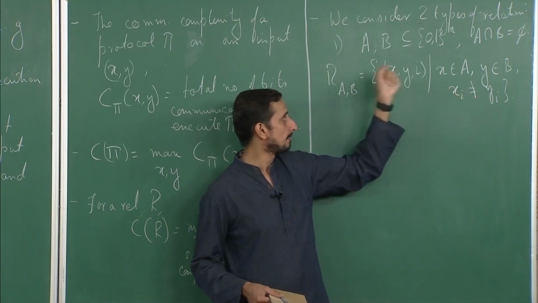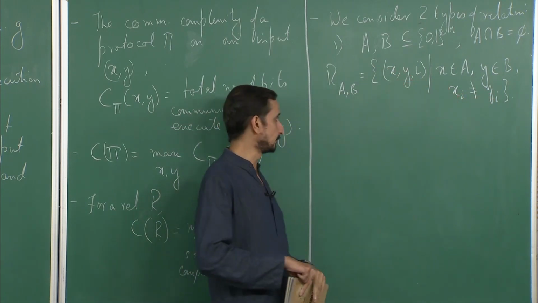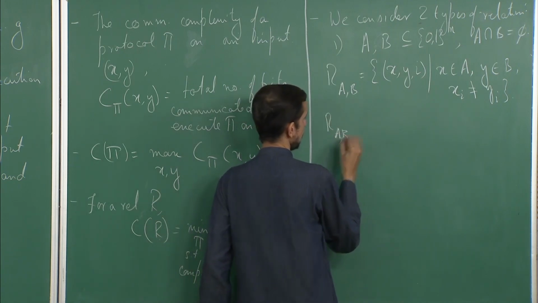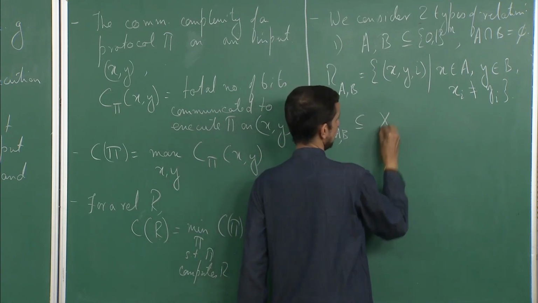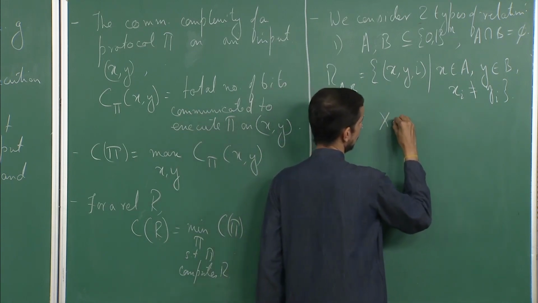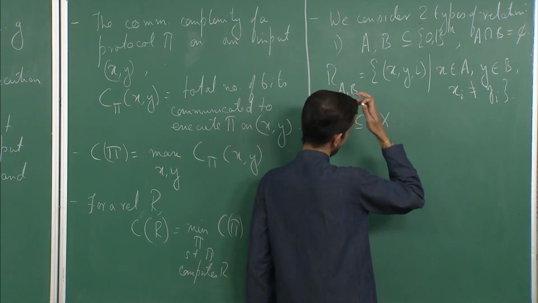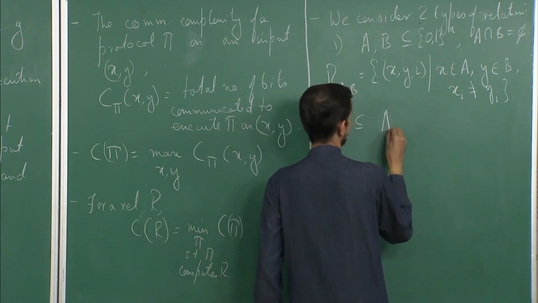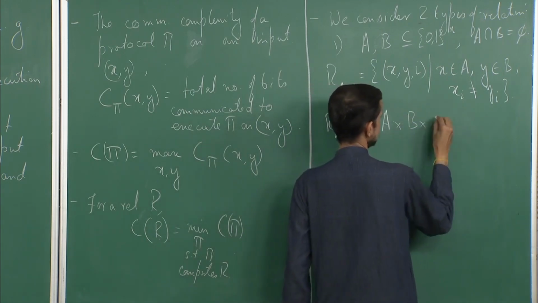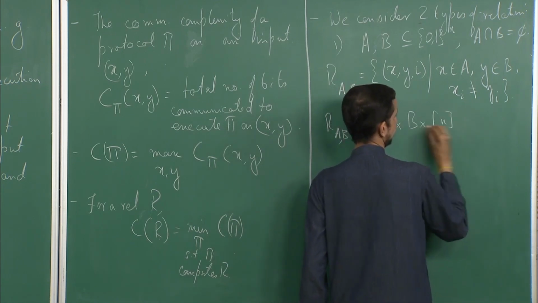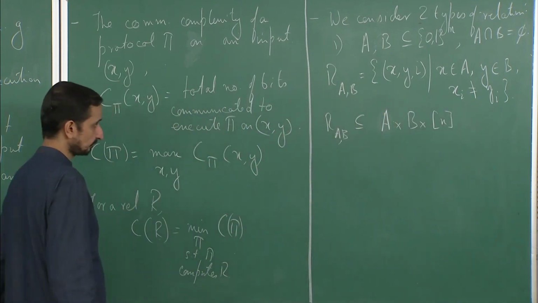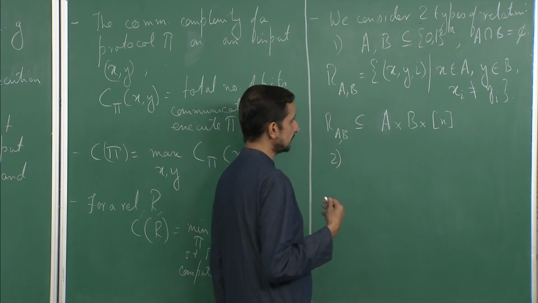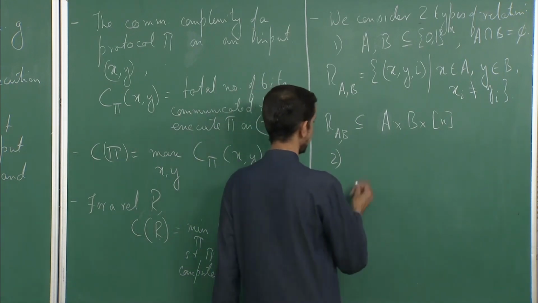Okay, so it is all tuples of this form. So what is R_AB? R_AB is basically a subset of A cross B cross the set consisting of 1 to n. The second type of relation that we define is what is more appropriate for us for a function.